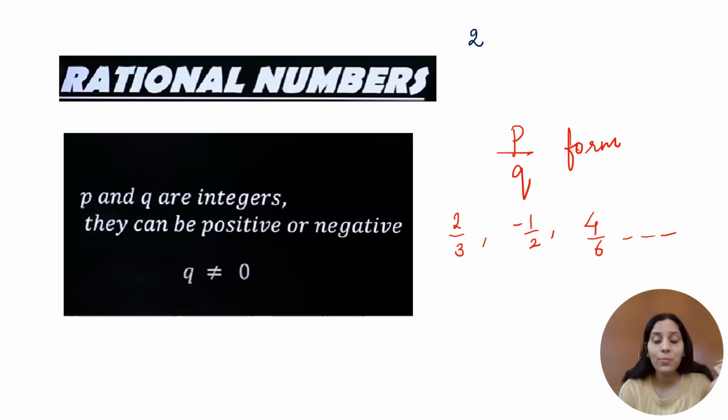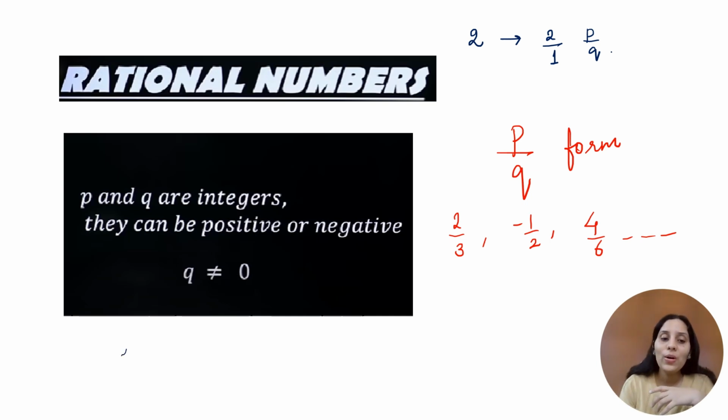Now, just in case, is 2 a rational number? 2 is a natural number. It's a whole number. It's an integer. It is also a rational number because 2 can be expressed in the form of 2 by 1, which is p by q form. So, all the numbers that we know till now are known as rational numbers.